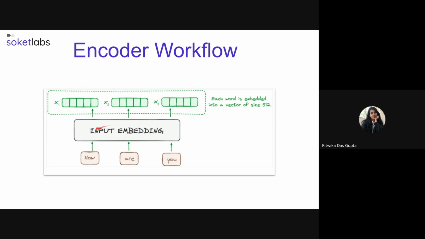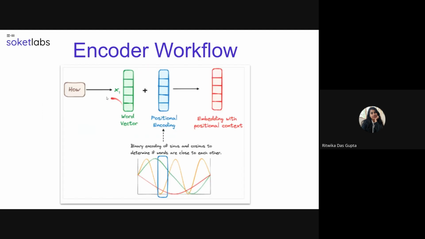These words are converted into vectors using the input embedding, and then finally each word needs to be represented based on its position. For example, "How are you" should be represented one after the other. You cannot interchange the words. So to understand the position, sine waves and cos waves are used, because they will determine how close each word is to the others. Then this word vector and the positional encoding, which we obtain from these waves, are added together to get the embeddings for the position.